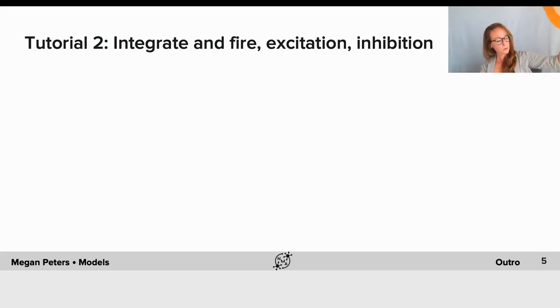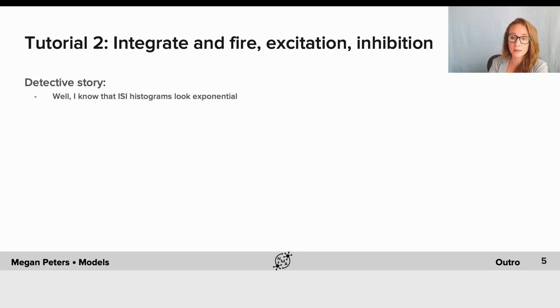In the next model we talked about today, that was a how model, or a mechanistic model. And in this one, we examined how different details of the balance of excitation and inhibition makes the simulated neural system behave like the real neurons.